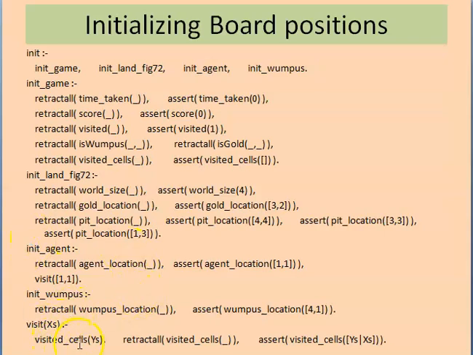And then for the visited cells, we have the old value Ys, and then we will retract the knowledge base of the visited cells and then reassert that the visited cells is Ys plus Xs. Xs is passed as an argument here, and that will be appended along with the old value of the visited cells. So this is what we will do in the initialization of the game.